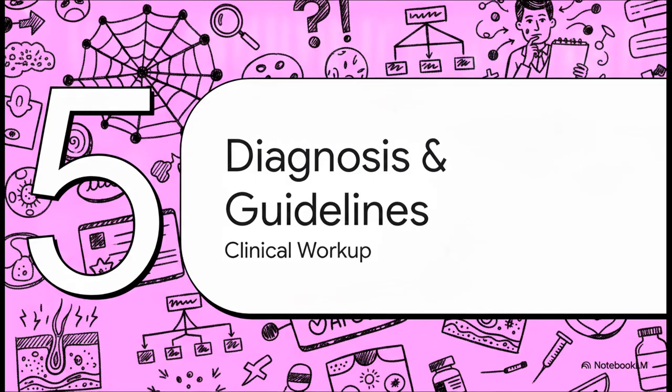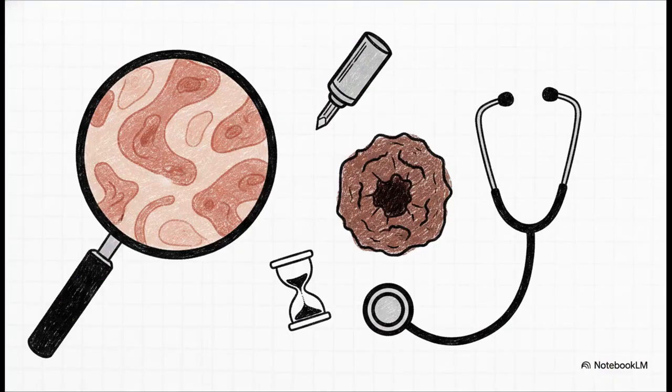Section 5, Diagnosis and Guidelines, the clinical workup. Now, you might expect a massive battery of complex lab tests for such a dramatic disease, right? But actually, according to modern practice guidelines, the primary diagnostic tool is simply a highly detailed patient history and physical exam. For the vast majority of chronic urticaria cases, first-line laboratory testing is either strictly limited, maybe just a basic blood count or inflammatory markers, or it's not recommended at all.